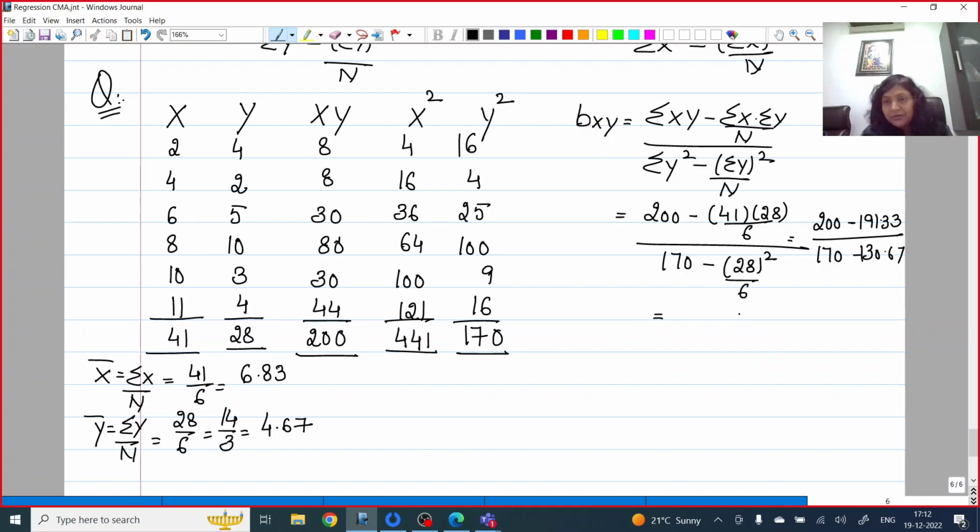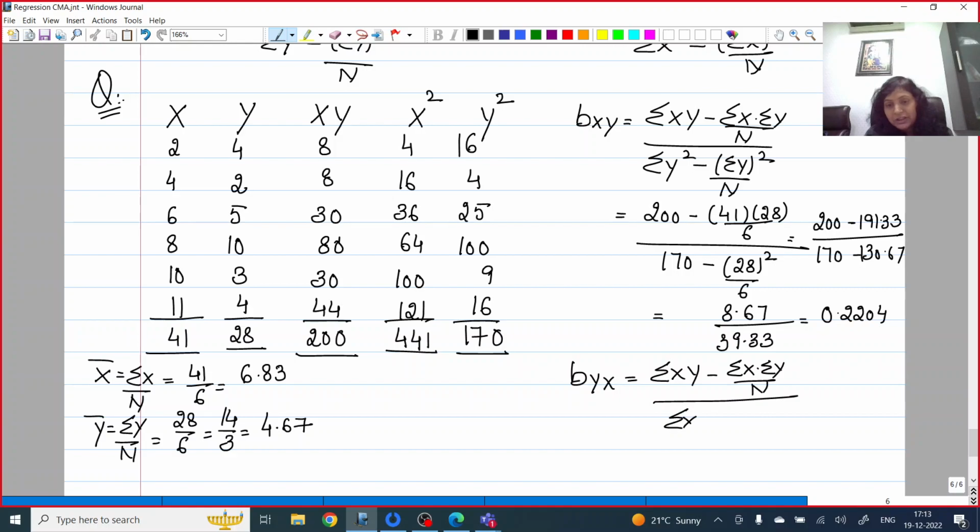So the numerator is 8.67 and the denominator is 39.33. Dividing 8.67 by 39.33, our bxy is 0.22, more precisely 0.2204. Similarly, if we want to compute byx, this is summation xy minus summation x summation y upon n.